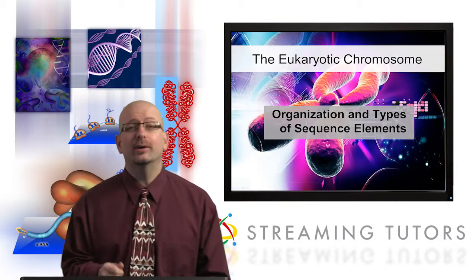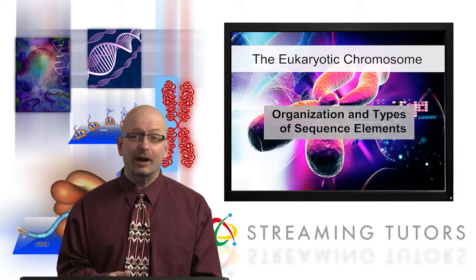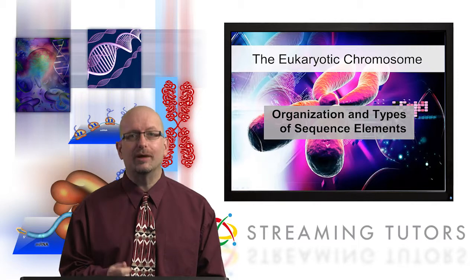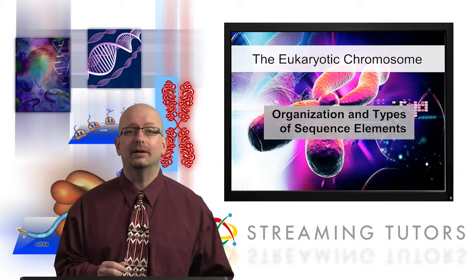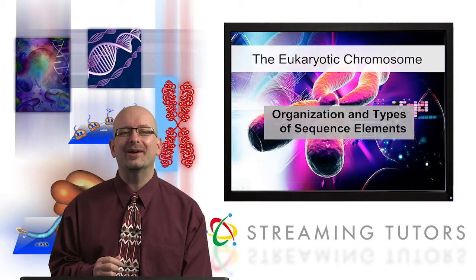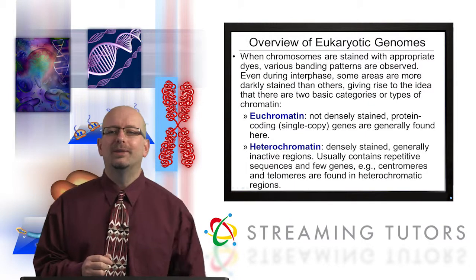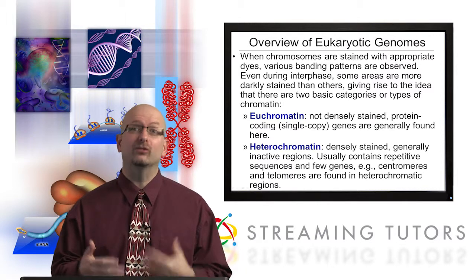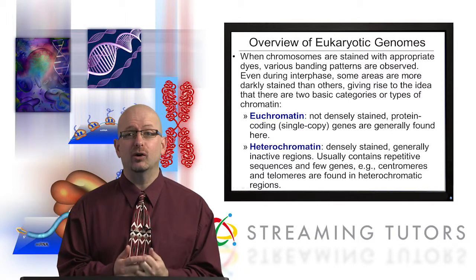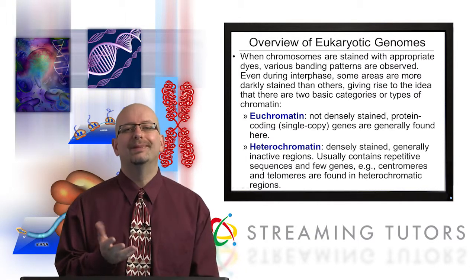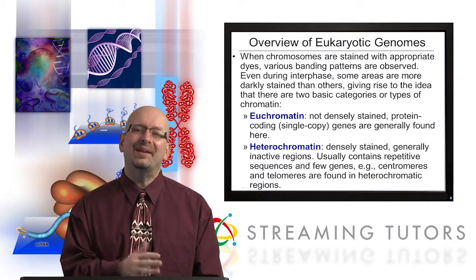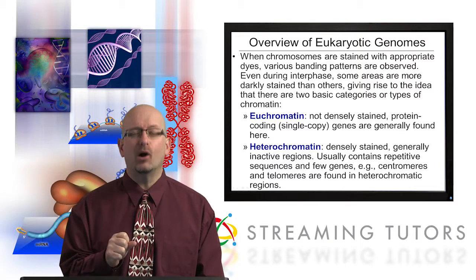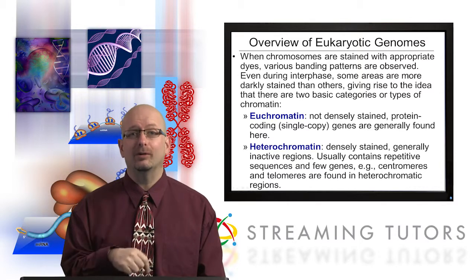In this session, we're going to conclude our discussion of the eukaryotic chromosome by talking about the organization and types of sequence elements present in particular eukaryotic chromosomes. Now, we could have called this section Genomics, and the reason I didn't is because it's really not a full exploration of genomics. But we should mention what the idea of genomics is and why this relates to it, and furthermore, why I put this part into this section about the chromosomes.